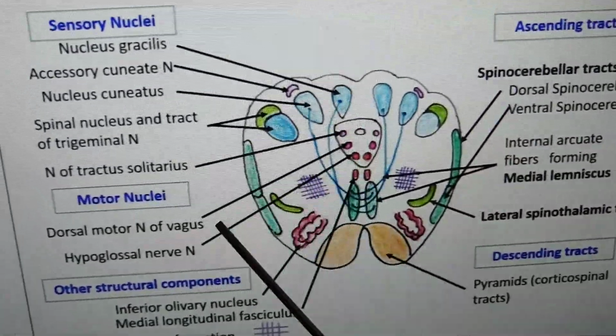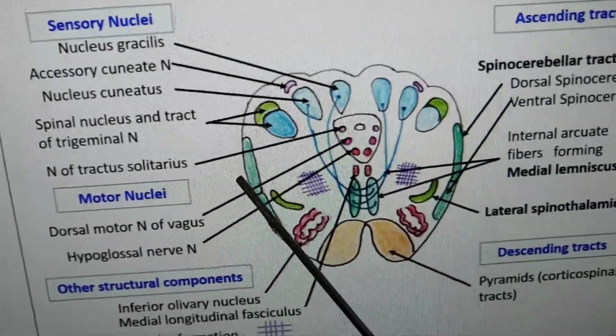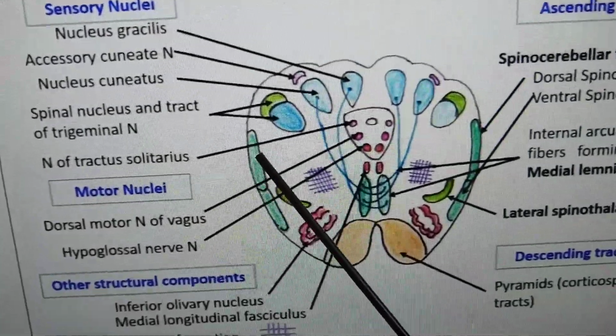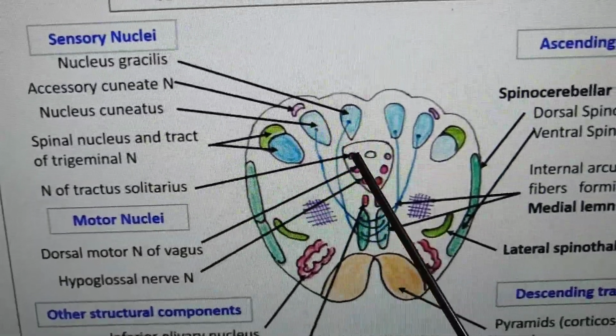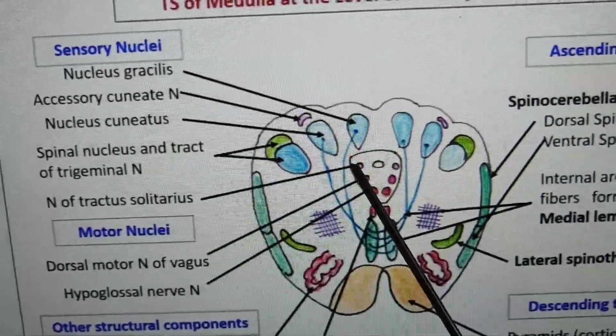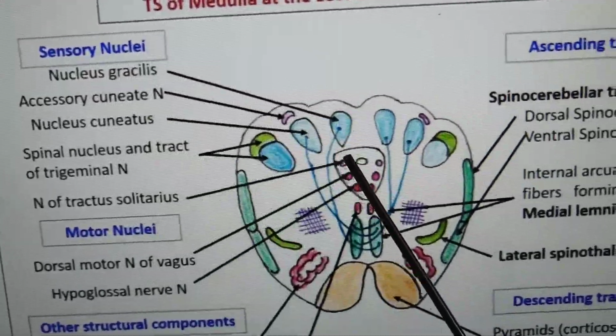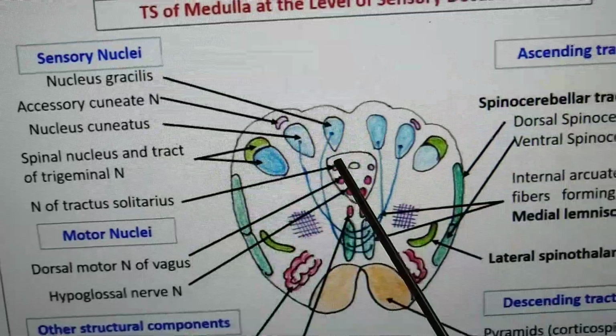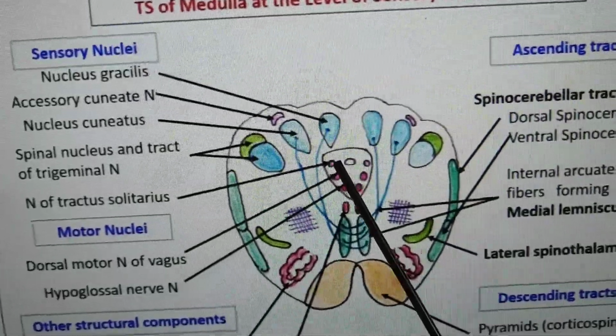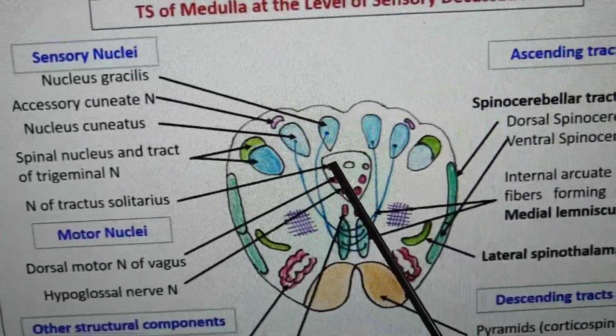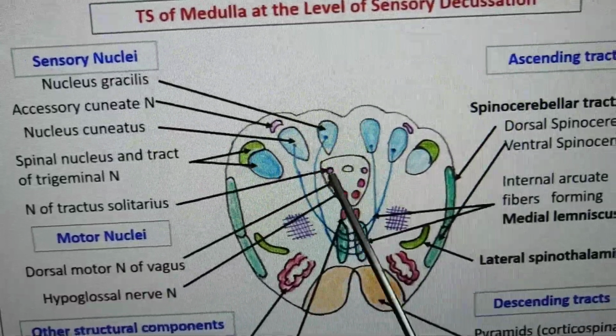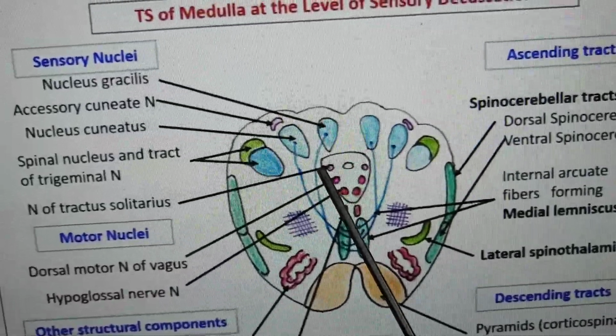Now another sensory nucleus which you have is the nucleus of tractus solitarius. It contains the fibers from facial, glossopharyngeal and vagus, mainly concerned with taste. So it mainly contains the gustatory nuclei, and also the fibers of glossopharyngeal and vagus.